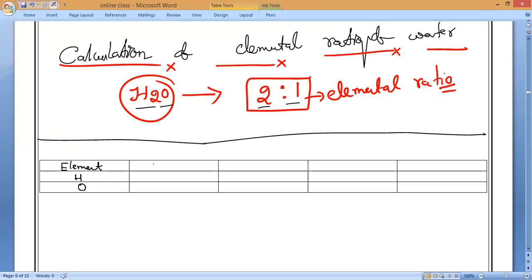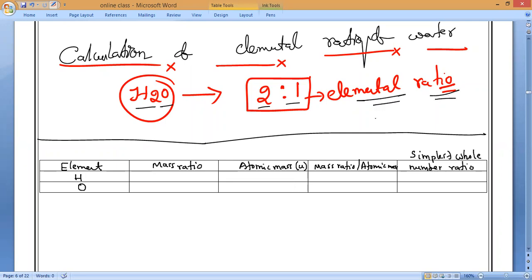Next, the second heading is mass ratio. I will teach you how to find the mass ratio. Next, atomic mass, in U. Next, mass ratio by atomic mass. Last one, simplest whole number ratio. Okay, that is what we will call the elemental ratio.